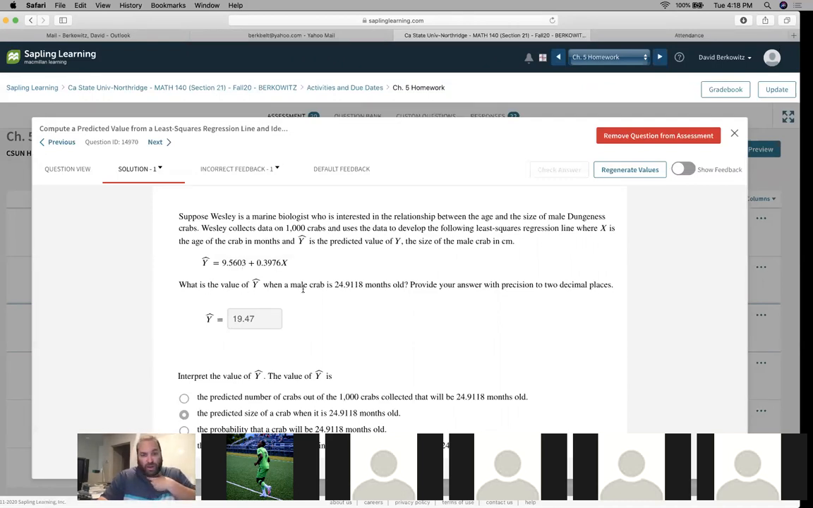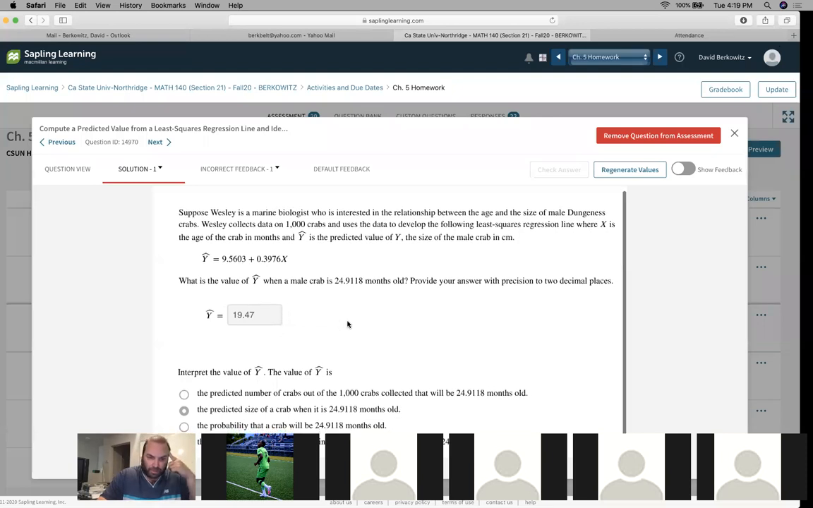So what's the value of y hat when the male crab is 24.9118 months old? Well, X is the age of the crab in months. So if the age of the crab is 24.9118, you plug that in for X, you do the math, and out pops the answer, 19.47. I'll assume that's correct. I'm not going to do it myself.